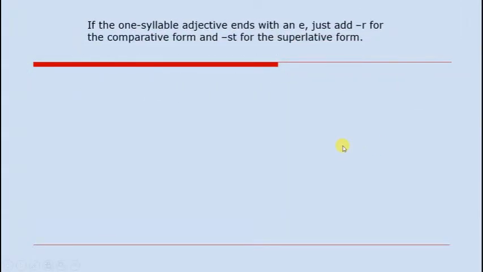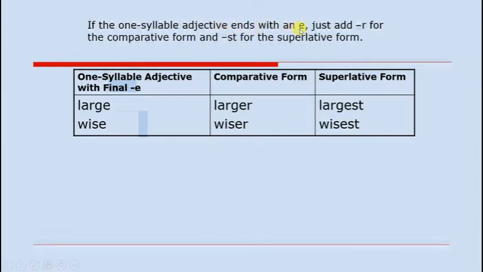So guys, I told you about one-syllable adjectives, but what about one-syllable adjectives that end with an E, like large? We have E here, so one syllable and it ends with E, and we have wise, wise ends with E. Just add R. So we don't add er because large already has E, so we have to add just R. So large, larger, wise, wiser. So for one-syllable adjectives that end with an E, just add R for comparative and add ST for superlative. So here we don't add er, we just add R, and we don't add est, no, we add just ST.